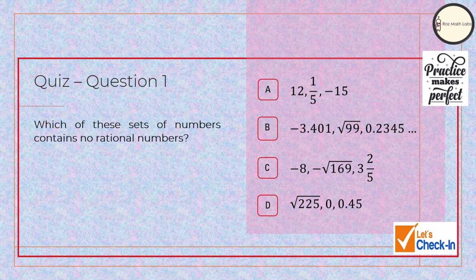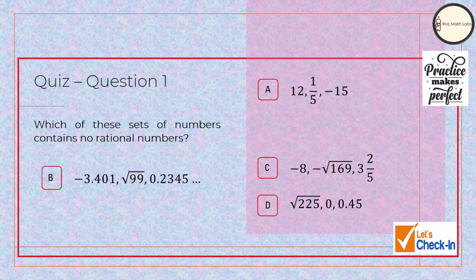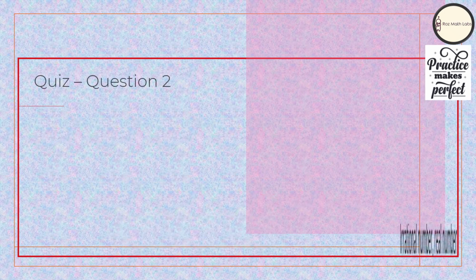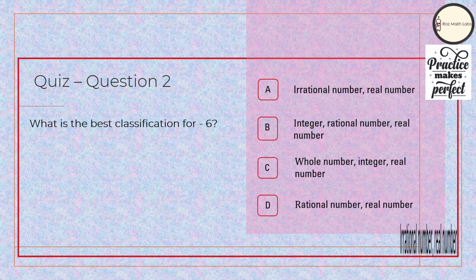So here we have some quiz questions. Answer them and check the answers. Which of these sets of numbers contain no rational numbers? Yes, set B is the answer. What is the best classification of -6?